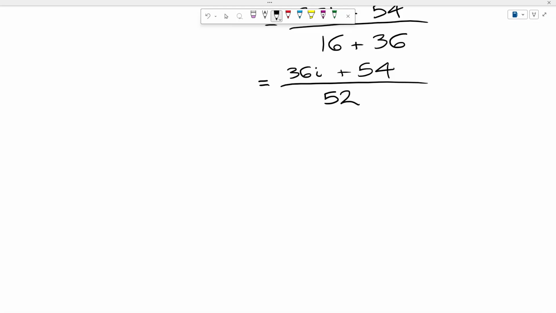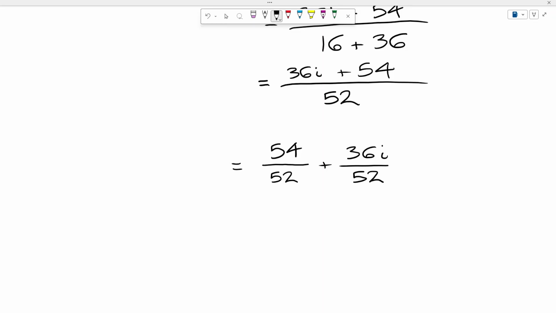We can split this fraction here, since our denominator is the same. So we have 52 on the bottom, we're adding, and then let's switch these around to put it in the standard form a plus bi. So I'm just going to switch around the order of the 36i and 54 in my answer. So 54 over 52 plus 36i over 52.